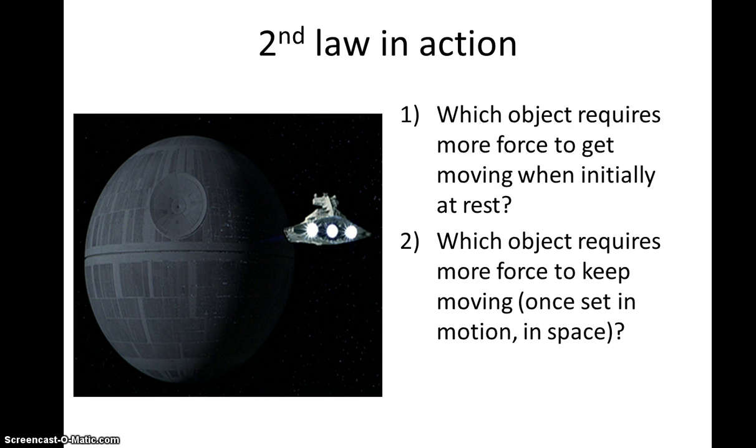So here we have two objects of very different mass. We have the Empire Death Star and we have the Empire Star Cruiser. So when we look at our questions here, which object requires more force to get moving when they're both at rest? Well, this seems pretty much like a simple answer. The one that has more mass is probably going to take more force to get moving. And there's no probably about it. The more mass you have at rest, the more force you're going to have to apply to get it moving. So that Death Star is going to take way more force to get moving than the Starship.